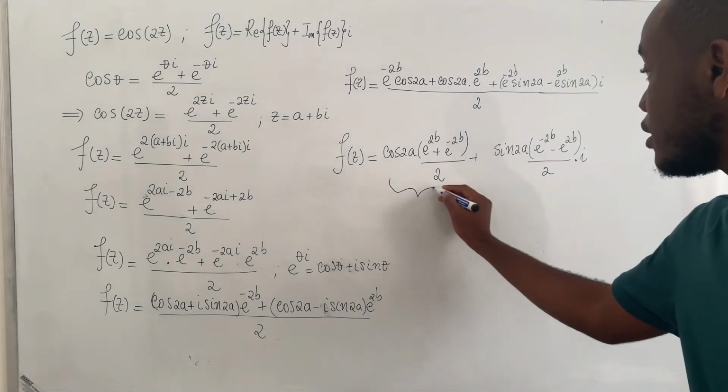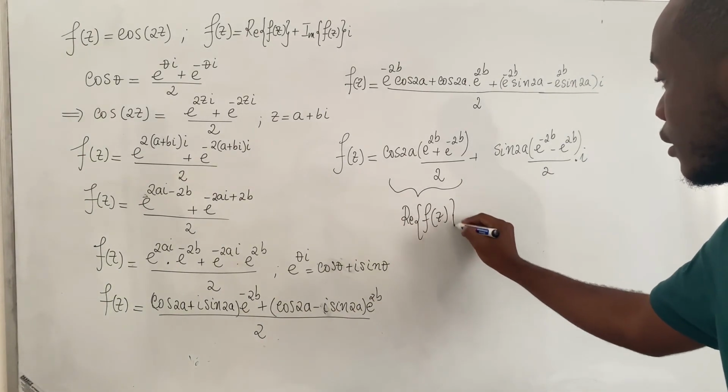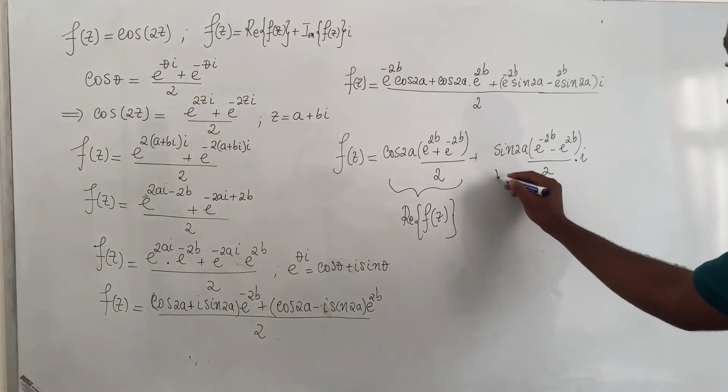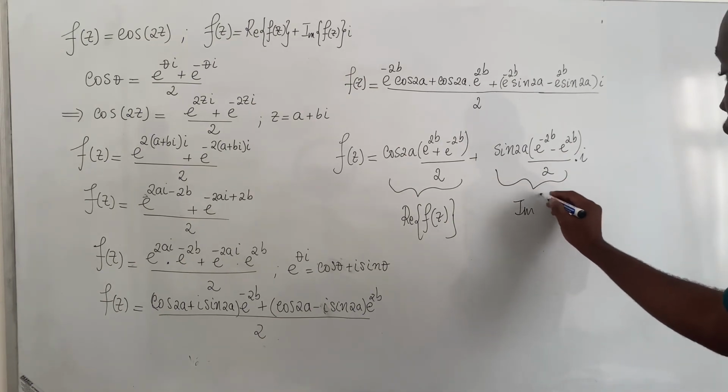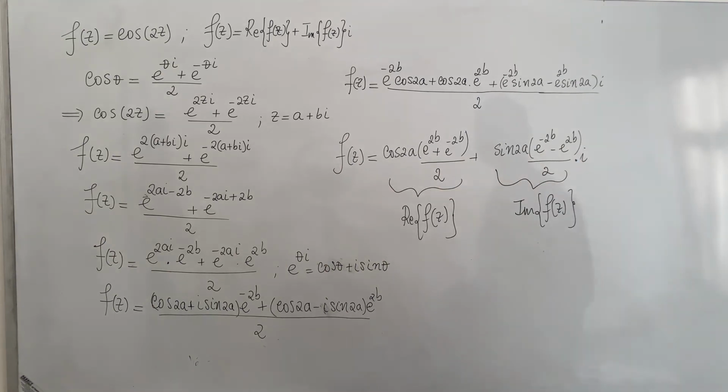So that means this is the real part of f of z, and this part here is the imaginary part of f of z. So this is the imaginary part and this is the real part. Okay.